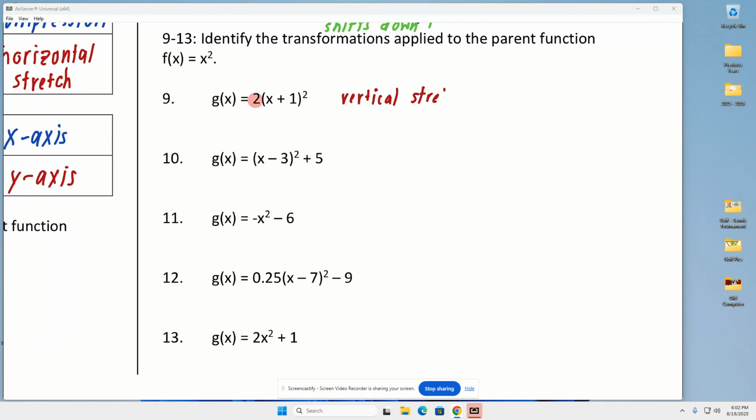We'll go a little faster. We're adding 1 inside. That is a shift to the left 1. Next, we've got minus 3 inside. That is a horizontal shift. So this thing shifts right 3. Then we're also adding 5. That's a shift. It's on the outside, so it's vertical, so it's shifting up 5.